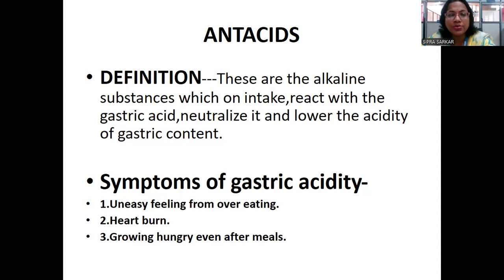These are alkaline substances which, when ingested, react with the gastric acid, neutralize it and lower the acidity of the gastric content. Now first of all, the symptoms of gastric acidity: an uneasy feeling from overeating or oily or junk food, some heartburn, and growing hungry after meals. Whenever acidity has occurred, you can feel hungry even after you have taken food.